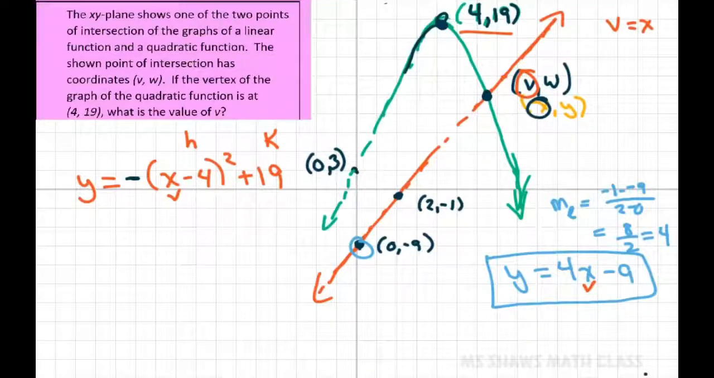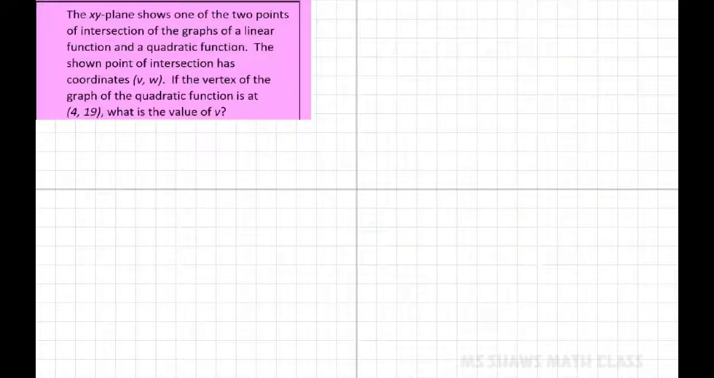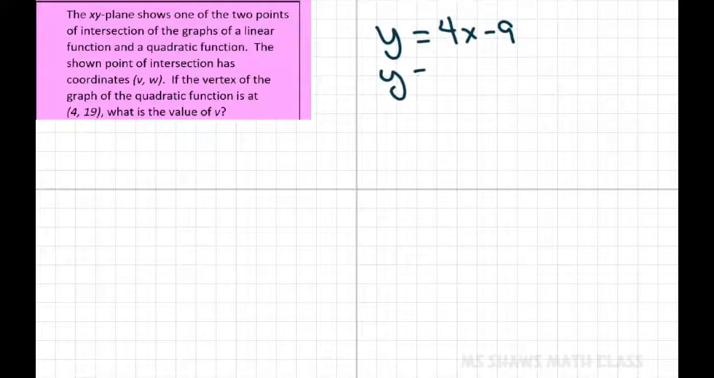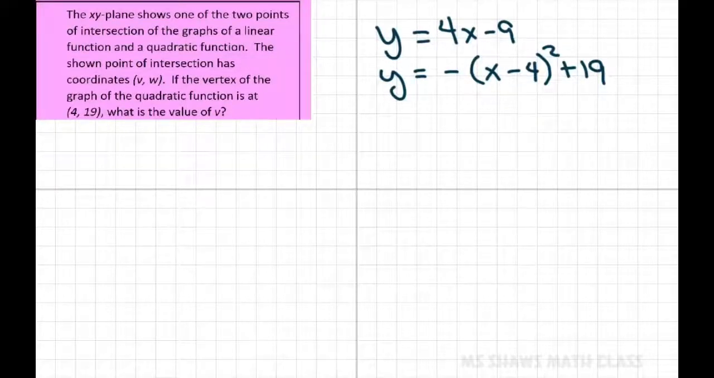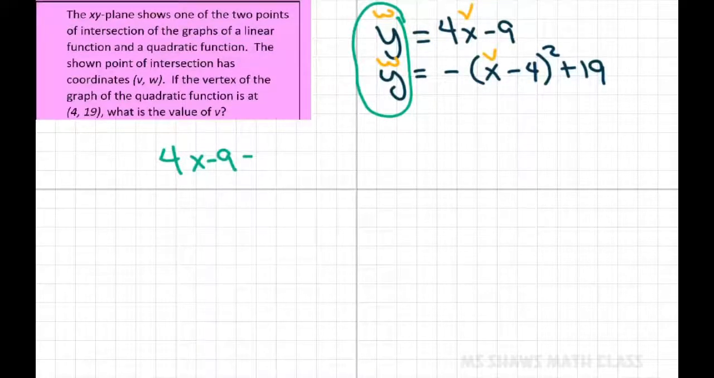So we set these equal to each other to find where they intersect. We have y equals 4x minus 9, and y equals negative (x minus 4) squared plus 19. Again, if you wanted, you could call this v and this w. Now set them equal to each other because we have the same variable. So we have 4x minus 9 equals negative (x minus 4) squared plus 19.